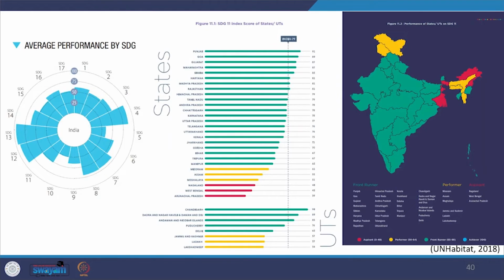On the left-hand side of the diagram, you can see India's overall performance with respect to all SDGs and in particular SDG 11. On the right-hand side, you can see the performance of different states for SDG 11. Dark green shows the front runners, yellow showing the performing states and red showing the aspirant states. So you may locate your state here and see how it performs.